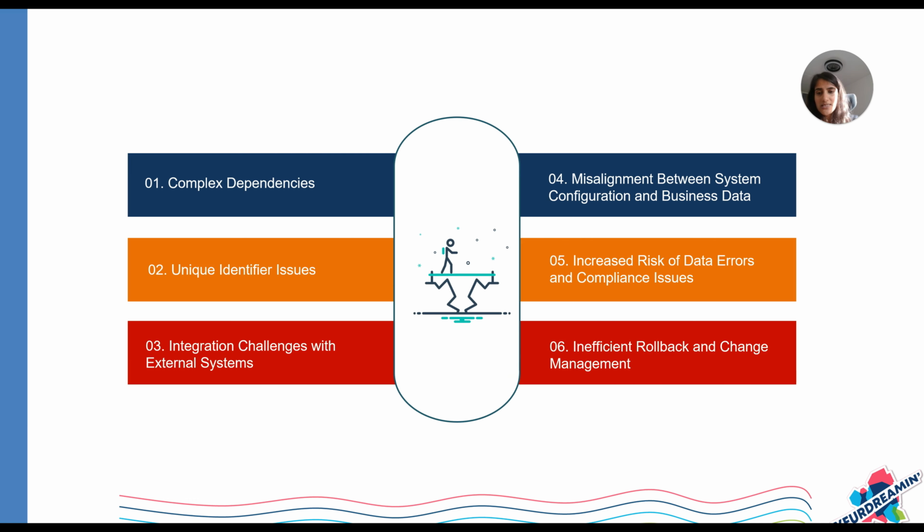Complex dependencies. CPQ isn't just a feature. It's a delicate web of dependencies. Pricing rules depend on product rules. Product rules depend on configuration attributes and approval processes, which depend on everything. Change one thing and it ripples across the org.